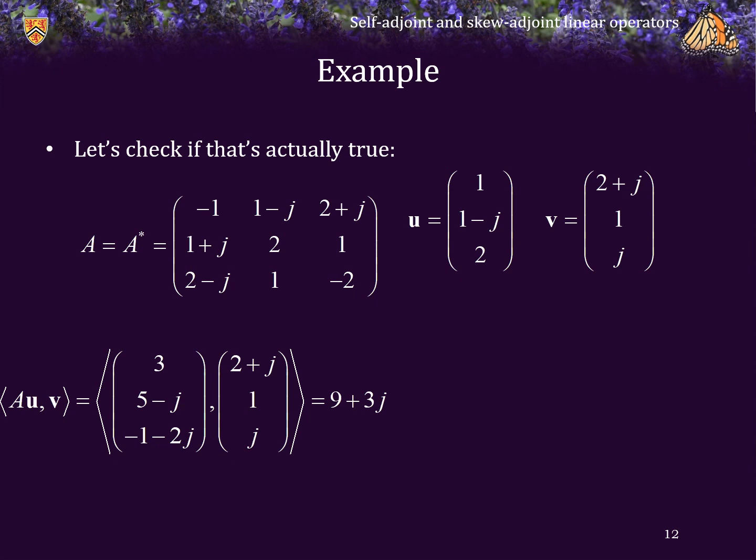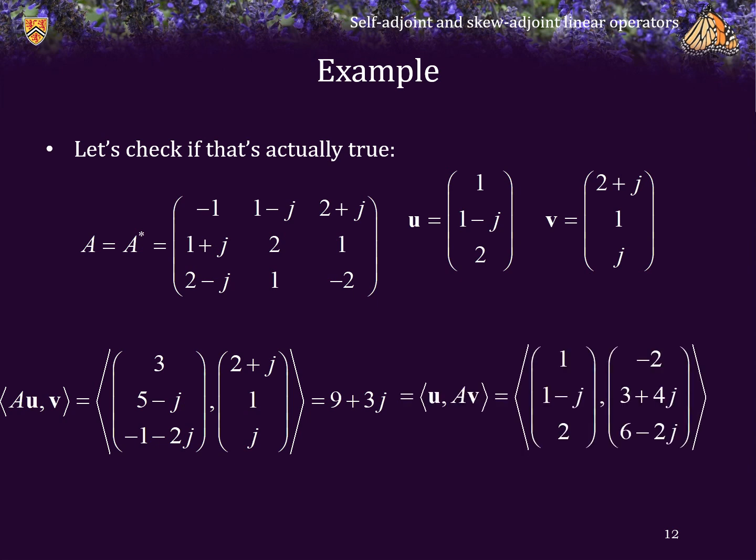Now, it's important to remember that when you're taking the inner product of complex vectors, you must first conjugate the entry in the first argument of the inner product. So, for example, here you would multiply 3 times 2 plus j, 5 plus j times 1, and -1 plus 2j times j, and add those together to get 9 plus 3j.